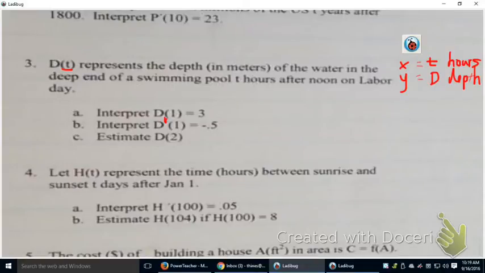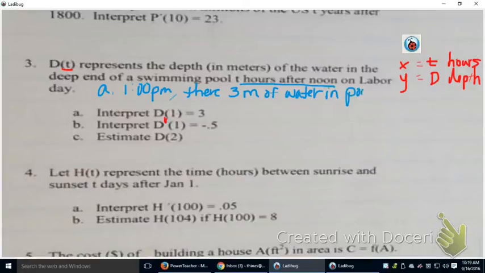So on A, this is just something typical. This is not talking about a rate since there's not a prime. So D of 1 equals 3. The 1 is the x. So 1 hour, and then it tells me that it's hours after noon. So 1 hour after noon, which really means 1 o'clock. 3 represents the y, which is the depth. So there are 3 meters of water in the pool.